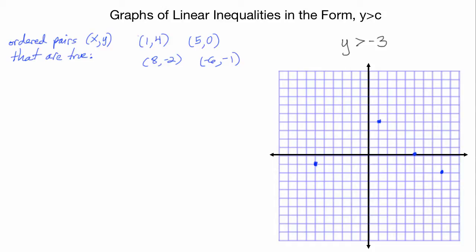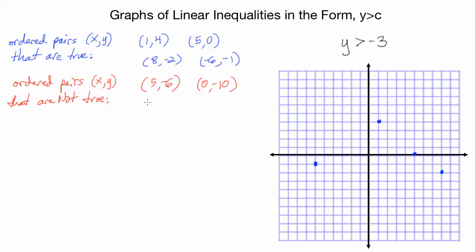Okay, now let's take a look at some that are not true. Again, we're just kind of building our understanding. So we're looking for points x and y that do not fit that inequality of y values greater than -3. So let's do 5, -6. -6 is a y value, and that is not greater than -3. Let's do 0, -10. Let's do 8, -4, and let's do -7, -3. -3 as a y value is not greater than -3, so it's not a solution.